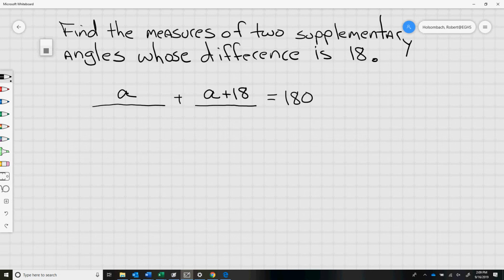Okay? If you got on the scale and then you got off and you picked up an 18-pound weight and you got back on the scale, aren't you going to weigh 18 pounds more? So this would be you getting on the scale plus you getting on the scale with 18 pounds. Now if you solve for A here, you get 2A plus 18 equals 180.